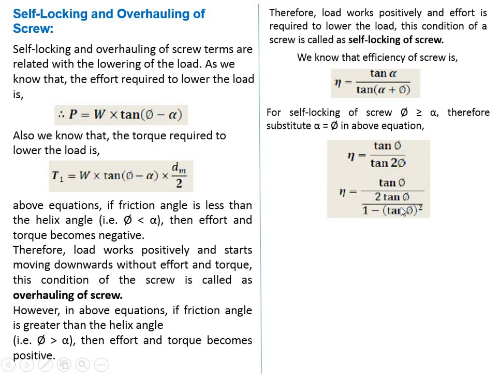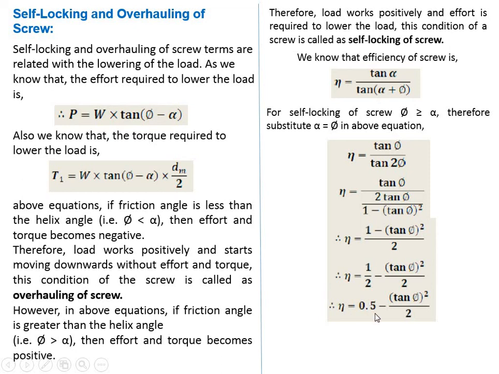Tan 2 phi is 2 tan phi upon 1 minus tan phi square. So 1 minus tan phi square goes to the numerator, the tan phi gets cancelled, and it is divided by 2. So efficiency is equal to 1 by 2. If we resolve it, it is 1 by 2 minus tan phi square by 2. That means 0.5 minus tan phi square by 2.